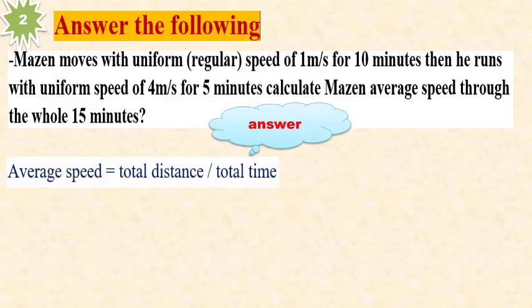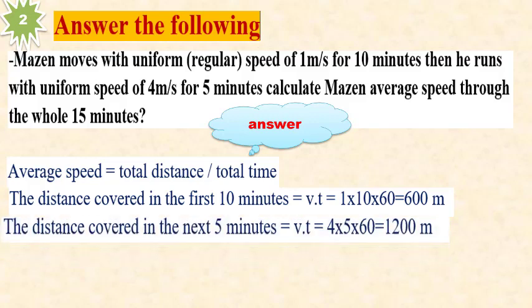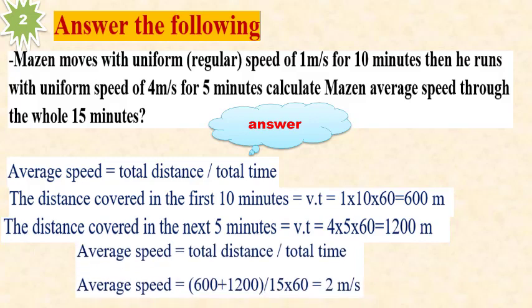The average speed equals the total displacement covered by Mazen over the total time. The distance in the first 10 minutes will be 600 meters, by multiplying v times t. The distance covered in the next 5 minutes will be 4 times 5 times 60. It will be 1,200 meters. So the total displacement over the total time will be 2 meters per second. Then this is the average velocity of Mazen, the average speed.